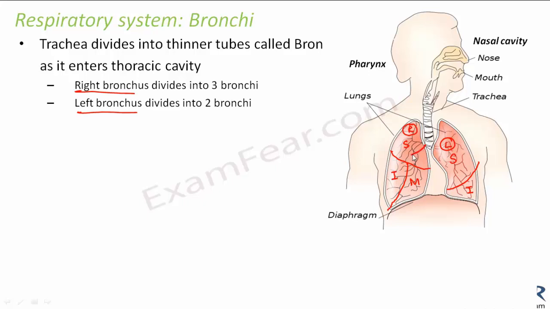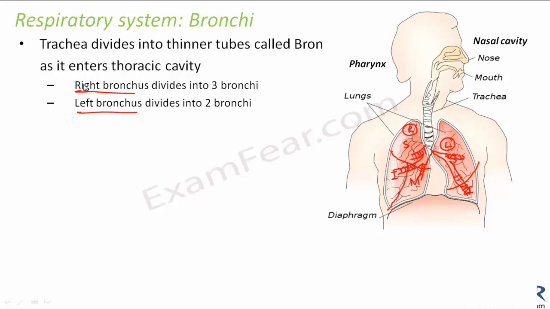It will be something like this. One branch getting into the superior lobe, one branch getting into the inferior lobe, and one branch entering into the middle lobe. So this is how it will look like. Similarly, when it enters into the left lung, then what will happen? So one bronchus will go into the inferior lobe and the other bronchus will go into the superior lobe.